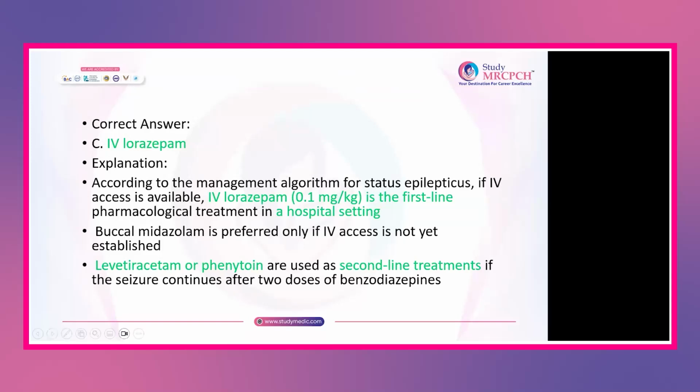Levetiracetam or phenytoin are used as the second-line treatment if the seizure continues after 2 doses of the benzodiazepine. Usually, this will be according to the time management. It will be at minute 10, not 15. So we are going after 10 minutes to give the second medications.